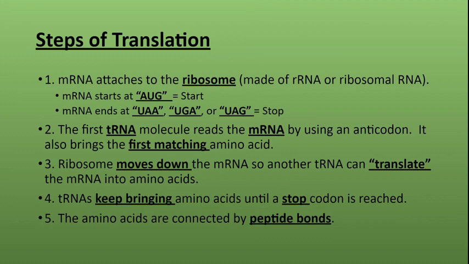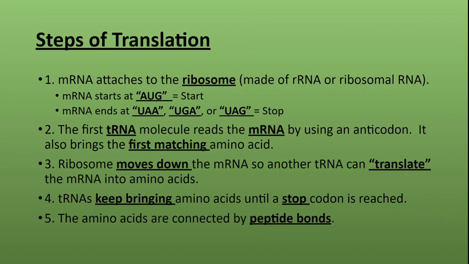Now, the first tRNA molecule reads the mRNA by using an anticodon, and it also brings the first matching amino acid. Now, the ribosome moves down the mRNA so another tRNA can translate the mRNA into amino acids. The tRNA keeps bringing amino acids until the stop codon is reached. The amino acids are then going to be connected by peptide bonds.